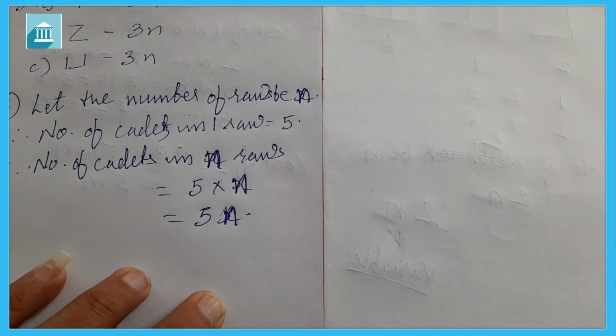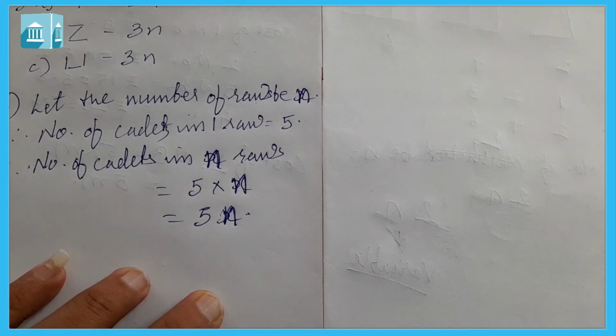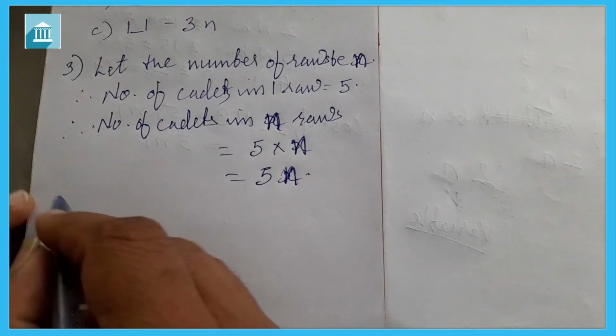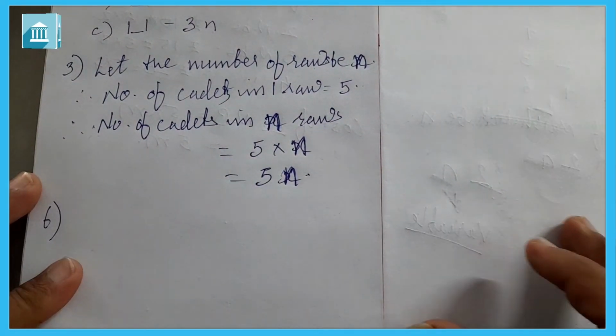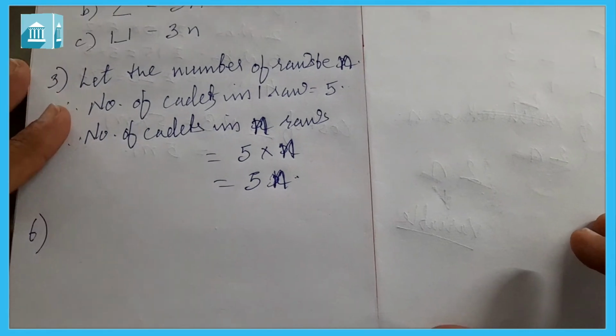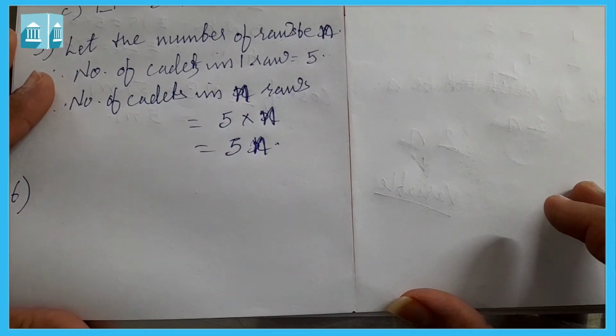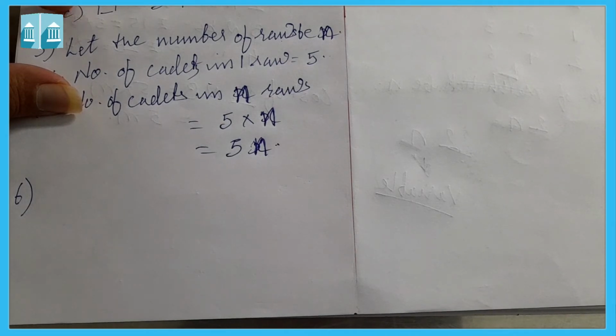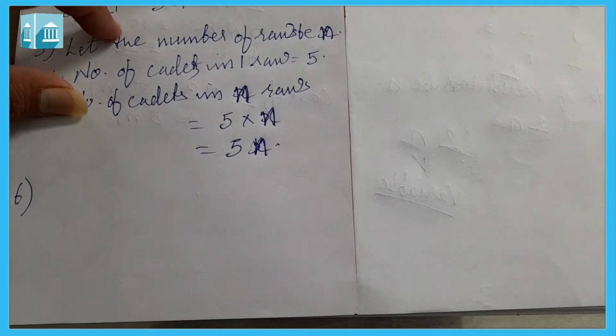Let us see question number 6. A bird flies 1 kilometer in 1 minute. Can you express the distance covered by the bird in terms of flying time in minute? Use t for the flying time in minute. Question number 6 is, here first we have to assume that we use t for the flying time in minute.